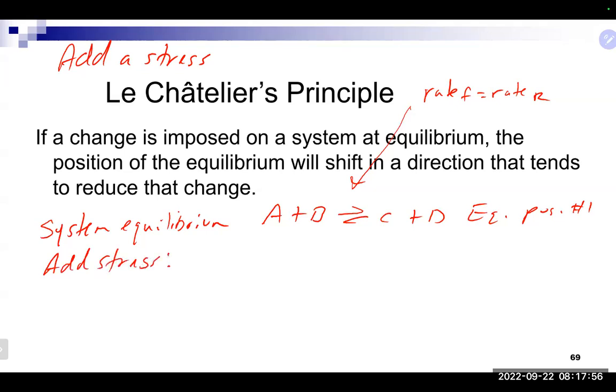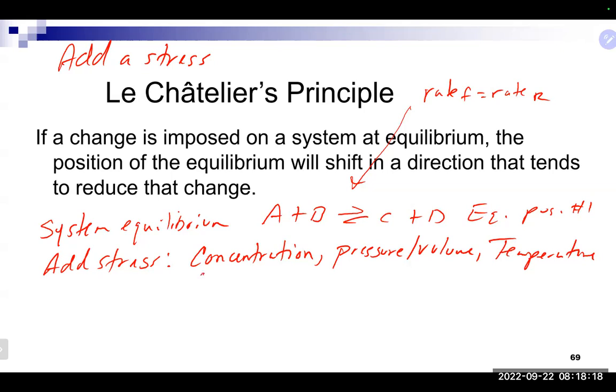Some of the ways that we could add stresses that we'll talk about: you could do something with the concentration of either reactants or products. You could do something with the pressure or volume, if you're dealing with gases. You could do something with the temperature.